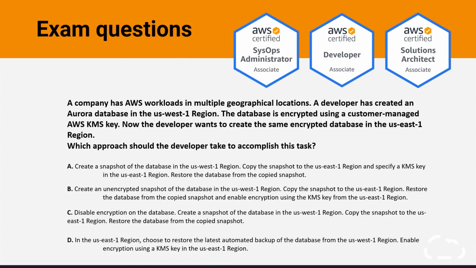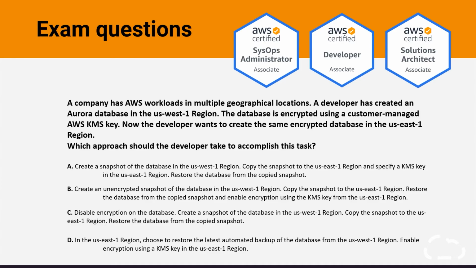A company has AWS workloads in multiple geographical locations. A developer has created an Aurora database in US West 1 region. The database is encrypted using a customer managed key. Now the developer wants to create the same encrypted database in US East 1 region. Which approach should the developer take?